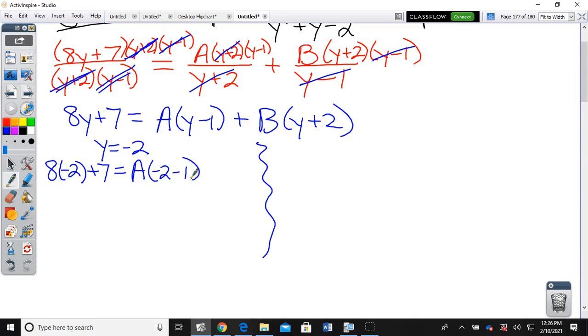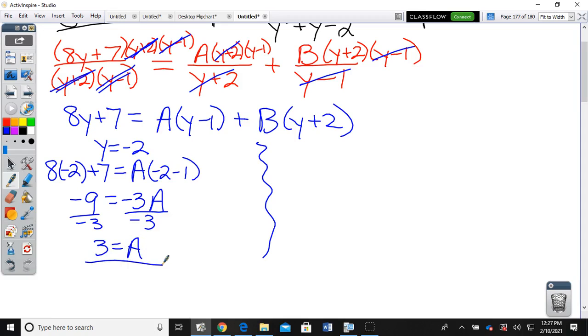I plugged it in the B part, but what happens to it? It goes away, so I'm not bothering writing it. Everybody with me? That will leave me negative 16 plus 7, negative 9, correct? Negative 2 and negative 1 make negative 3A, and then we divide by negative 3, so A equals 3.